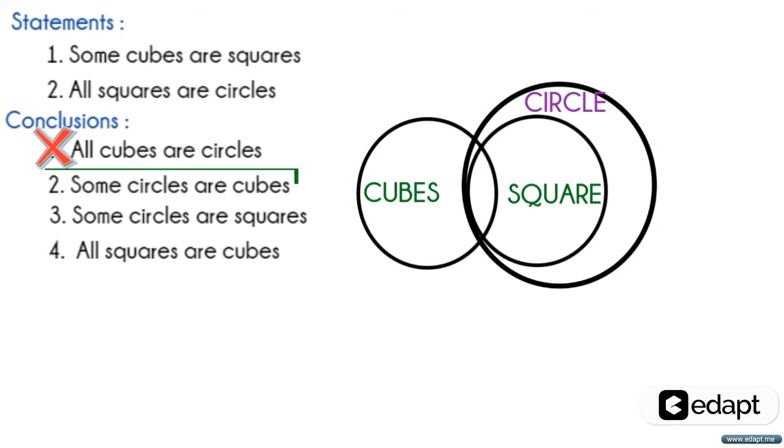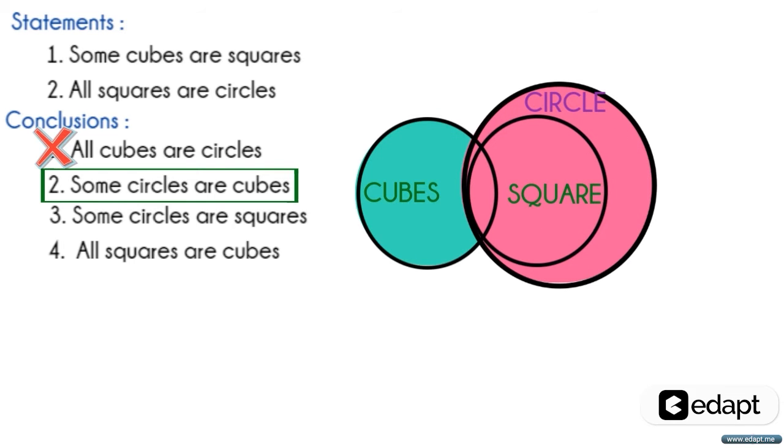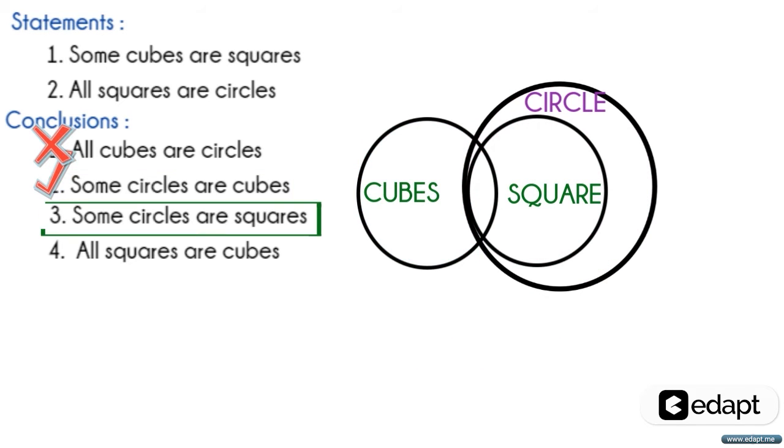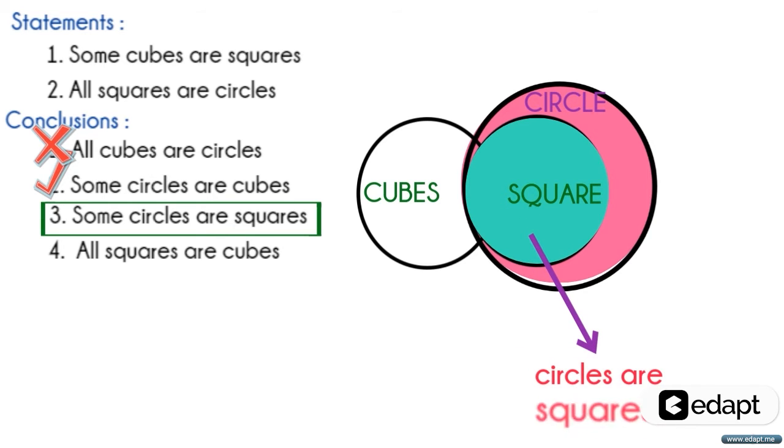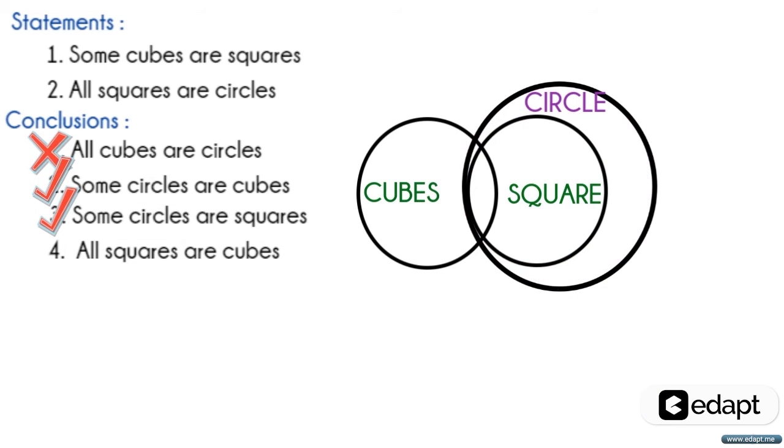Some circles are cubes, which means that some circles are cubes indicates this portion. Hence the conclusion is true, as here you can see that this portion includes both cubes and circles. Third conclusion, some circles are squares. It means that some region of the circle must be squares. What about this region? Yes, it is. Here you can see that the square is inside the circle. That means all squares are circles as well as some circles are squares.